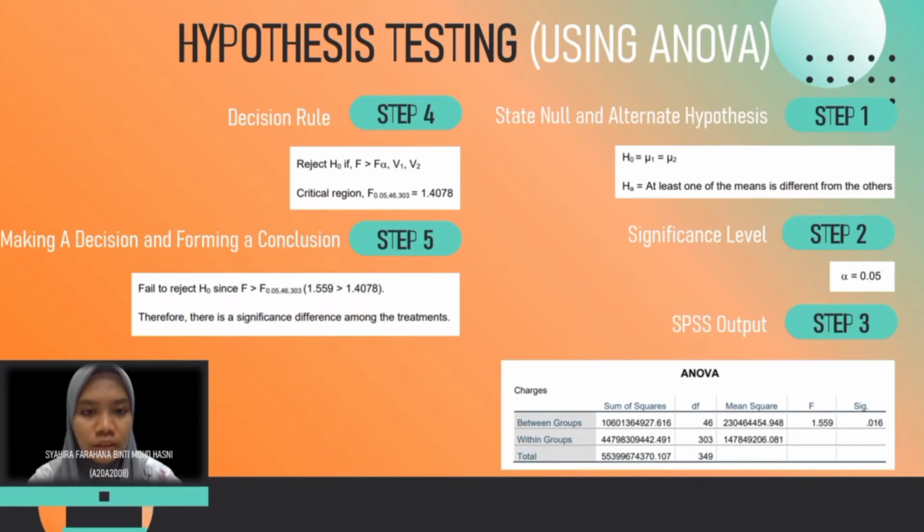Step 4. Decision rule. Reject H0 if F is higher than F alpha V1 V2. Critical region 1.4078. Step 5. Making a decision and forming a conclusion. Fail to reject H0 since F is higher than F alpha V1 V2. Therefore, there is a significant difference among the treatments.